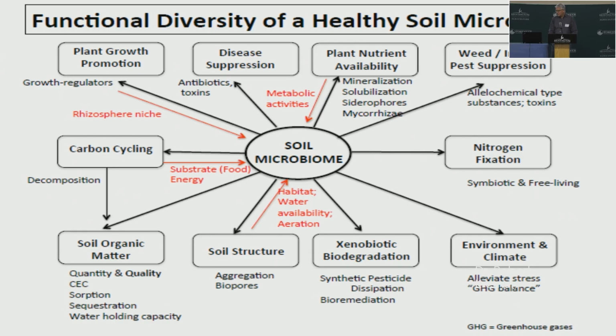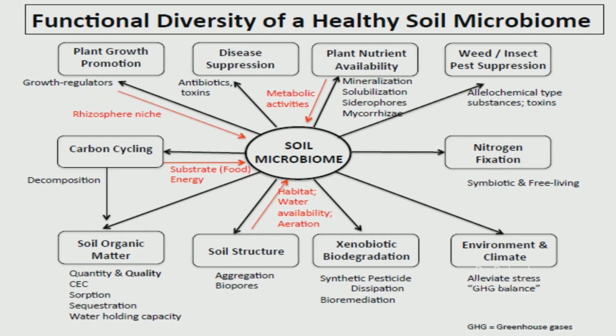This is a chart put together by Dr. Robert Kremer at the University of Missouri, and it shows just the diversity of microbes. And we want diversity because each microbe brings something different to the table. You see here the different functional groups: promoting plant growth, disease suppression, weed and insect suppression, nitrogen fixation, soil structure, carbon cycling. So there's all these different functions that microbes can do, but we need a diversity of microbes.